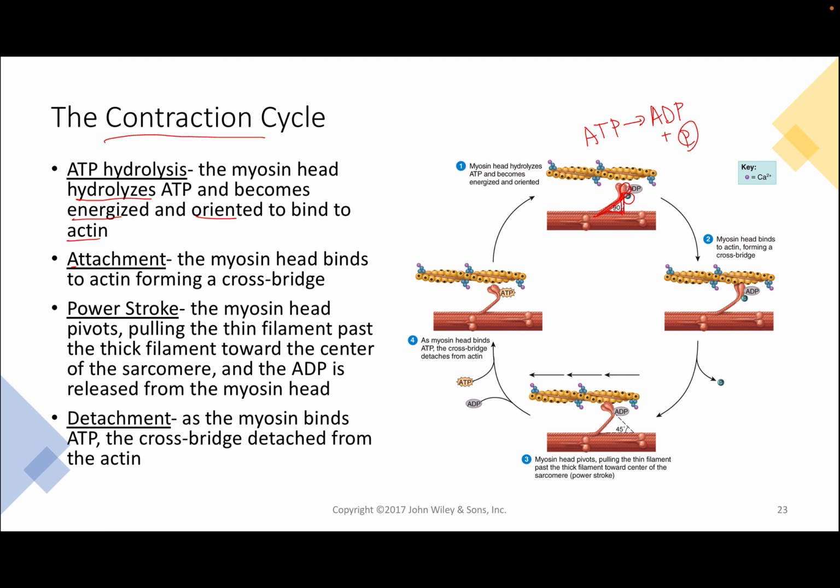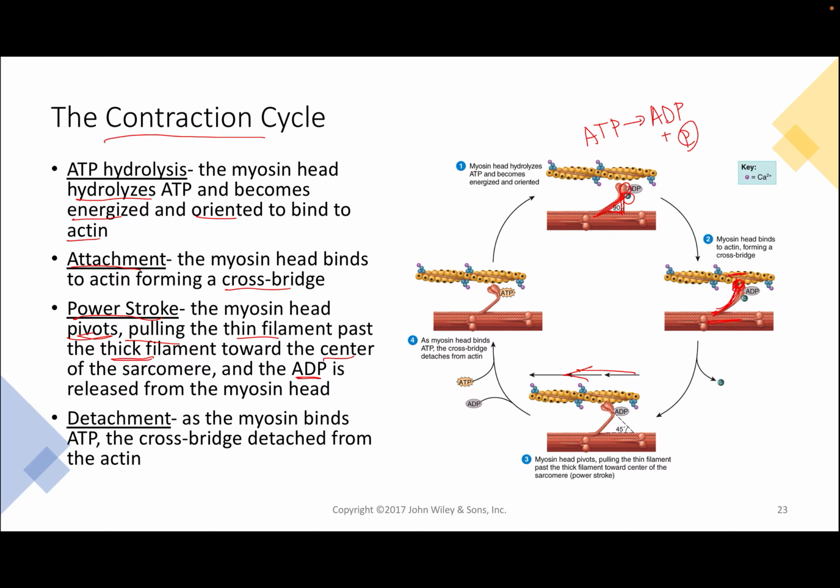Once that's happened, we're going to have attachment, where our myosin head is going to bind to actin. This is going to form this cross bridge, this connection in between the myosin and our actin filaments. And then we're going to have our power stroke. This is where we're going to pivot and pull, with this change in direction, and we're pulling those Z discs towards the M line. The thick filaments are going to pull those thin filaments past our thick filaments, towards the center of the sarcomere. Now, once this happens, ADP is going to be released.